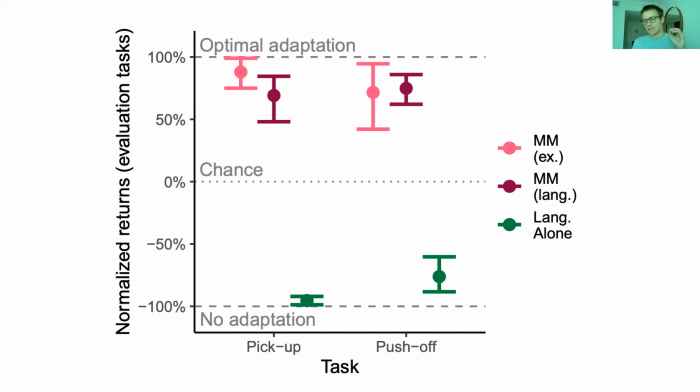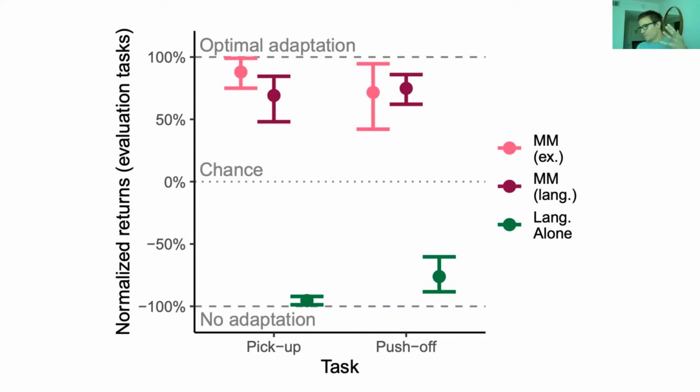And the observation I'd like to make here is that even in the case when language alone is not constructing good task representations, using those task representations together with metamapping can allow the system to adapt very well. So it seems like metamapping is a very useful idea in these domains where there's a challenging adaptation problem.